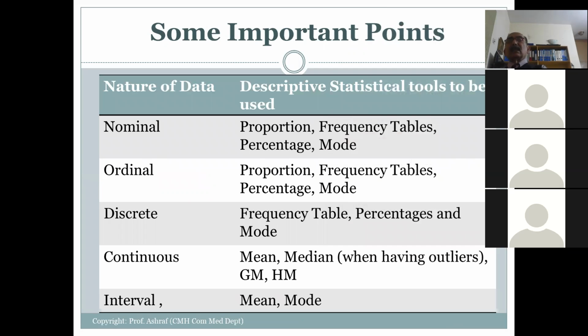So this table is also important. You can take a picture of this. If your data is nominal, categorical, you make a proportion, frequency table, percentages, and mode. If ordinal, same. If discrete, same. If your data is continuous, mean and median. Median when you have extreme values, outliers in your data.